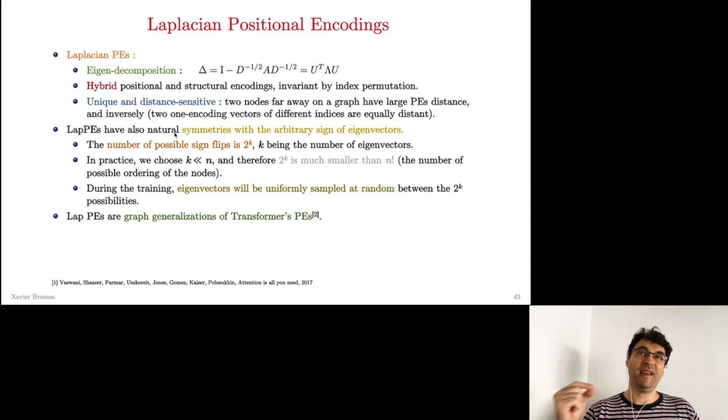The number of possible sign flips is 2 to the power k, and k is the number of eigenvectors. In practice, we choose k to be much smaller than the number of nodes in your graph. So it means that the space of sampling, 2 to the power k, is much smaller than the space of sampling of index positional encoding, which is n factorial. But still, during training, we will need the sign of the eigenvector to be randomly flipped among the 2 to the power k possibilities, such that the network will learn to be independent with respect to these arbitrary choices. And finally, the Laplacian positional encodings are interesting because they are a graph generalization of transformer positional encoding. So it gives some light also about transformers.